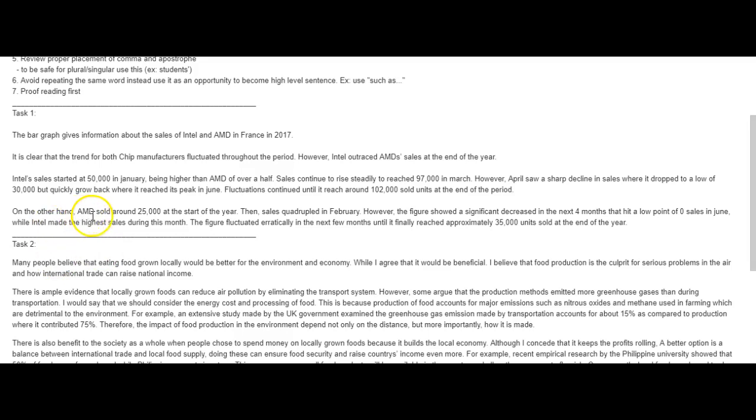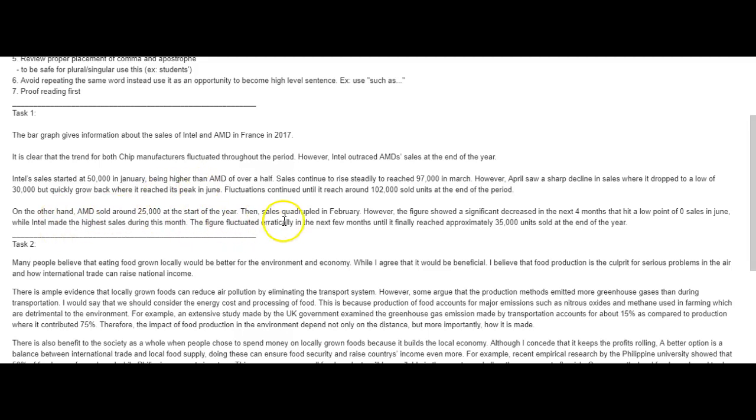Okay, on the other hand, AMD sold around 25,000 at the start of the year. Then sales quadrupled in February. However, the figure showed a significant decrease, no D. In the next 4 months, they hit a low point of 0 sales in June, capital. While Intel made the highest sales during this month. All right, I think you already said that, so it's a little repetitive, no?